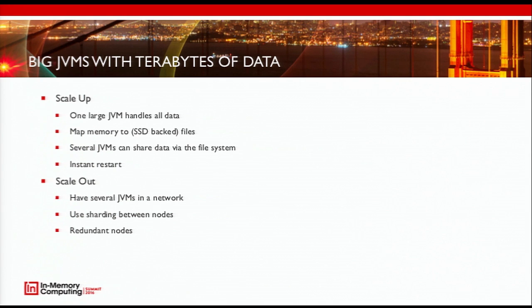In a scale-out solution, you have several JVMs in the network. You typically shard between nodes. So you have names that begin with A on one node, names that begin with B on another node, and so on. And often you have redundant nodes. So if one node goes down, then there's another one taking over. So you have a duplication of your data sets.